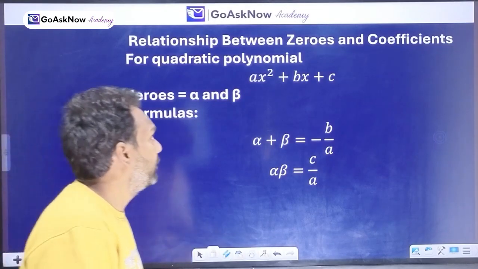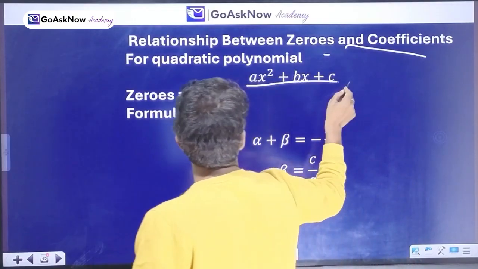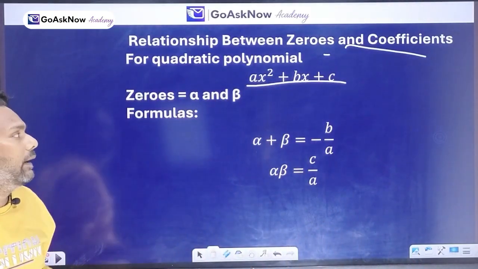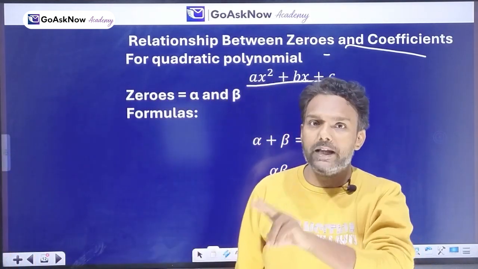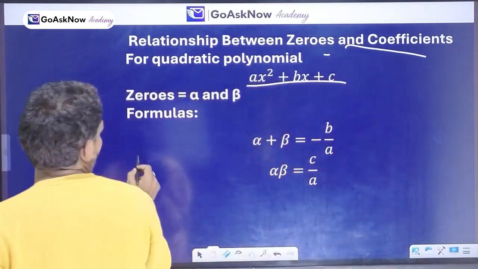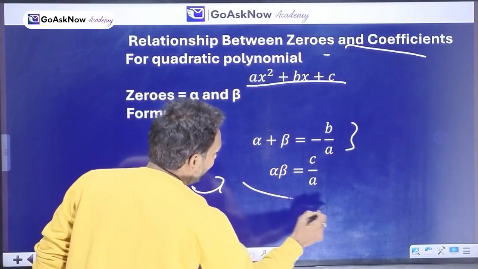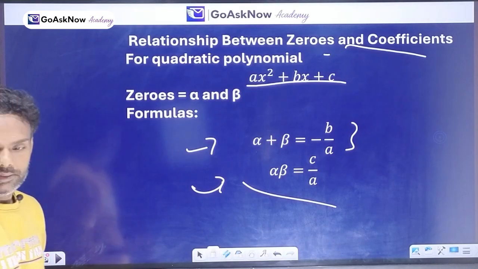So the relationship between zeros and coefficients of a quadratic polynomial: for ax square plus bx plus c, we know that a, b, c are constants here, and they will have two roots that are alpha and beta. For them, sum of roots alpha plus beta is minus b upon a, and product of roots alpha beta is c upon a. Okay?